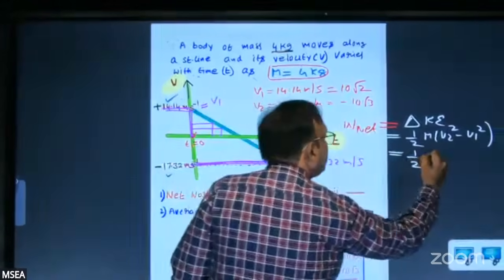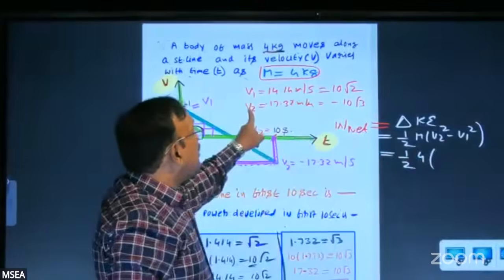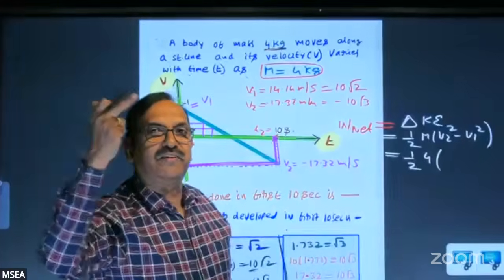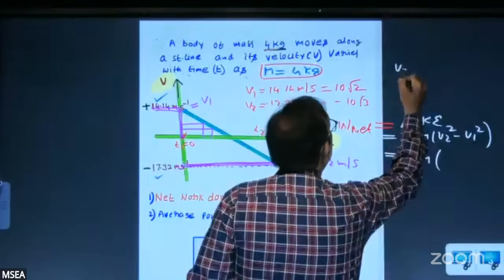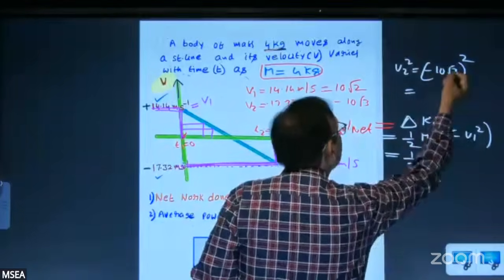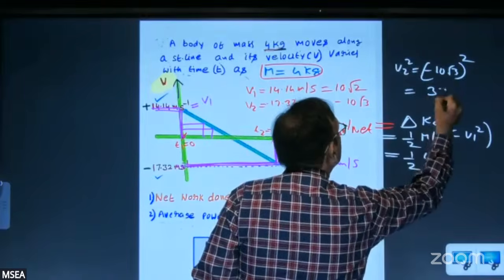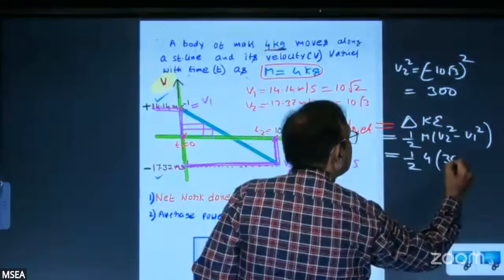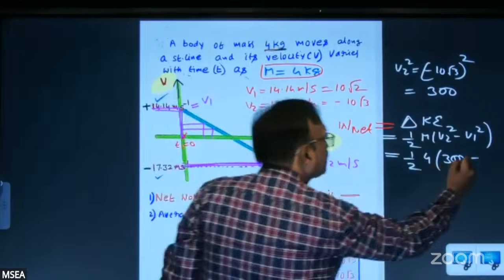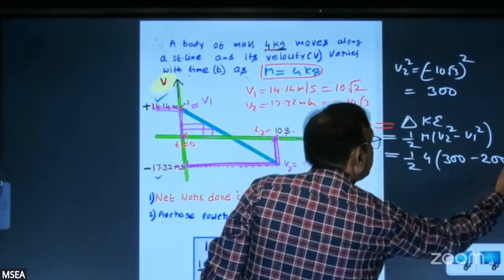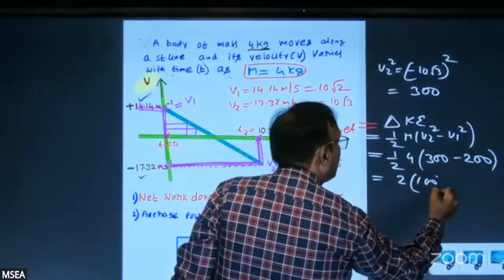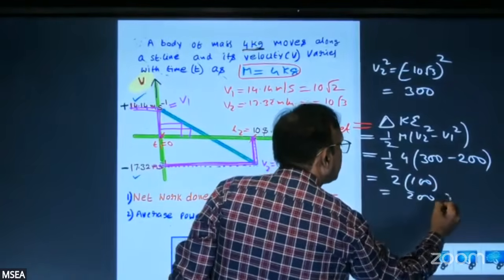Half. What is the mass of the body? 4. V2 square, V2 is minus 10 root 3, so V2 square means minus 10 root 3 whole square. Minus square is positive, so 100 into 3 comes out to be 300. So V2 square is 300. Similarly, V1 square is 10 root 2 square, which comes out to be 200, that is 2 into 100. So the answer for the question is a simple 200 joules.